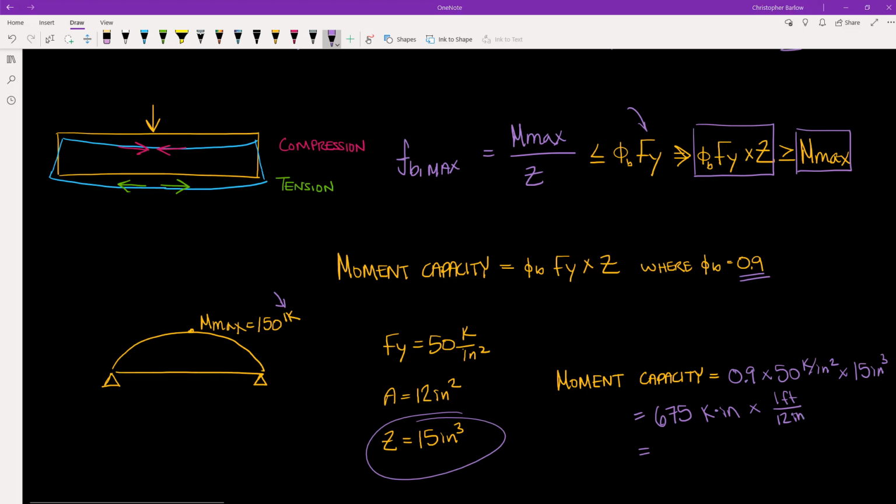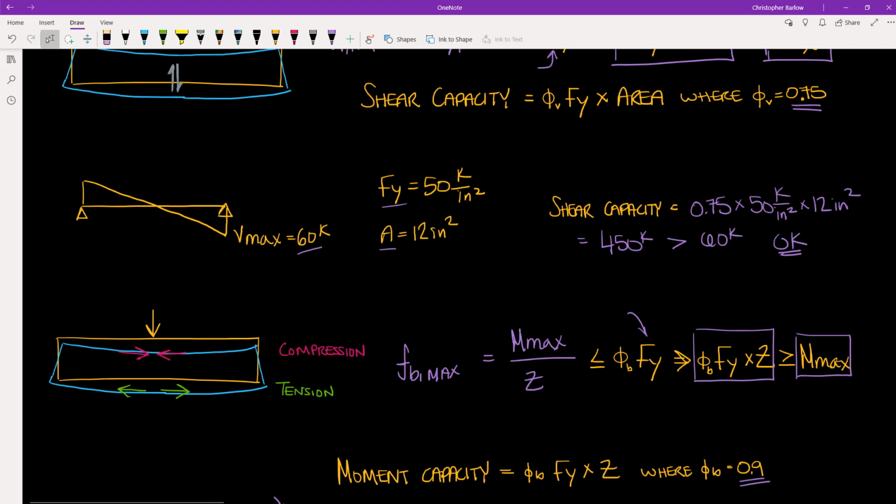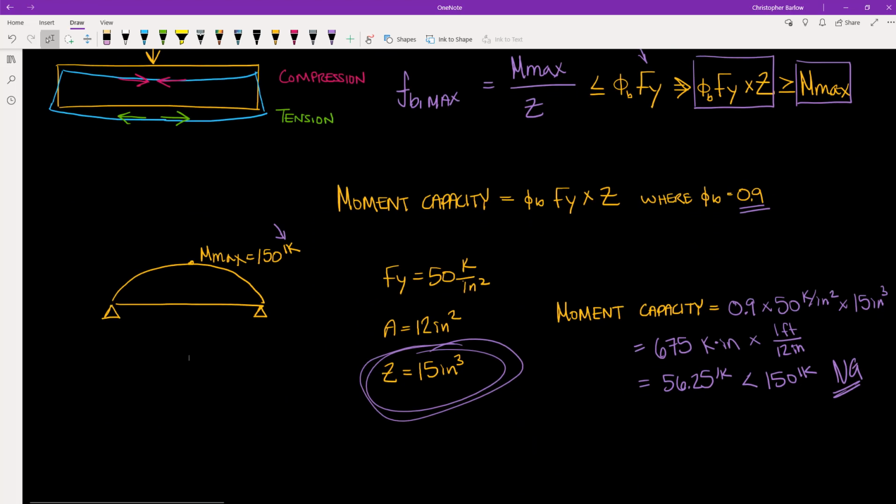And so we get 56.25 foot-kips, which is less than 150 foot-kips. And so this design would be no good, would not be acceptable. And so we would need to choose a different beam section with a higher plastic section modulus. And so that's how we calculate shear and moment capacities for beams.